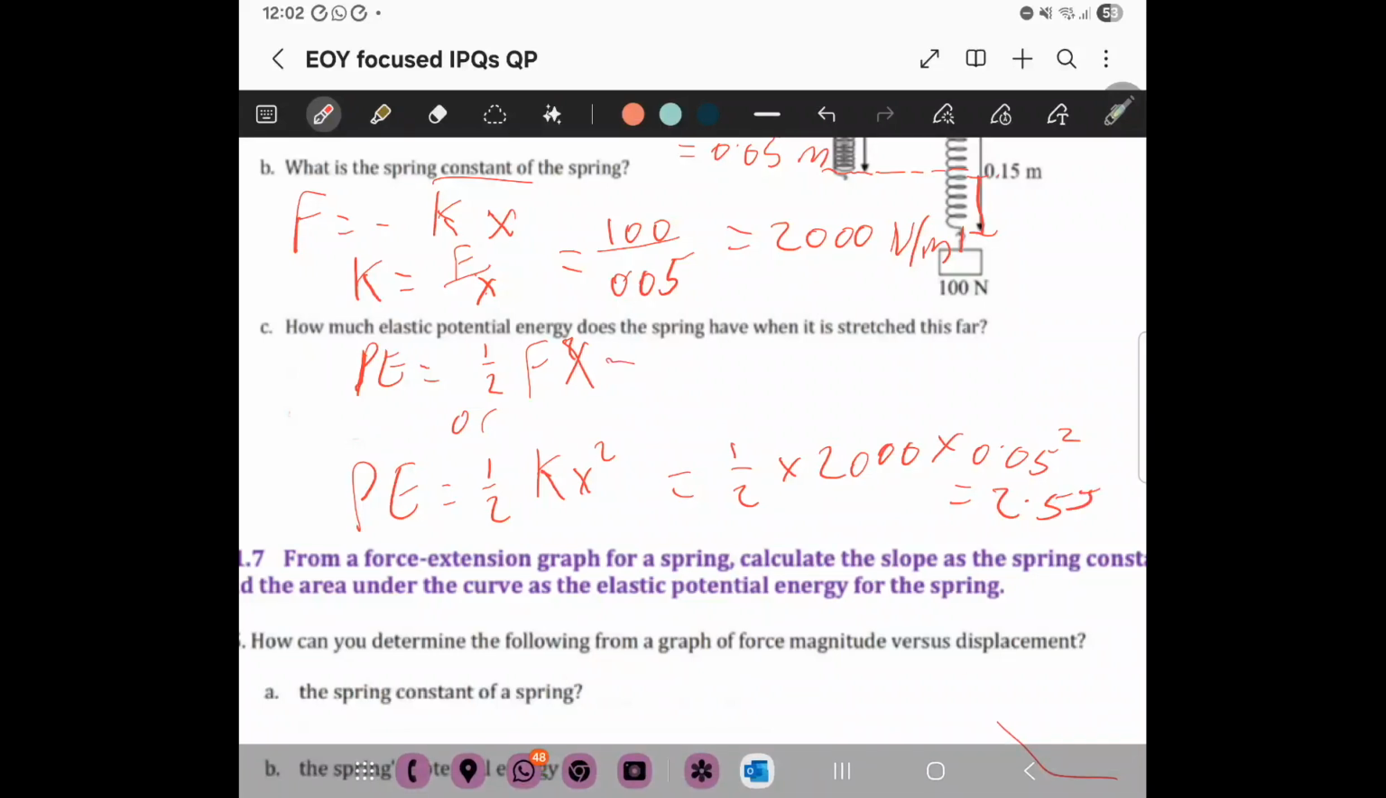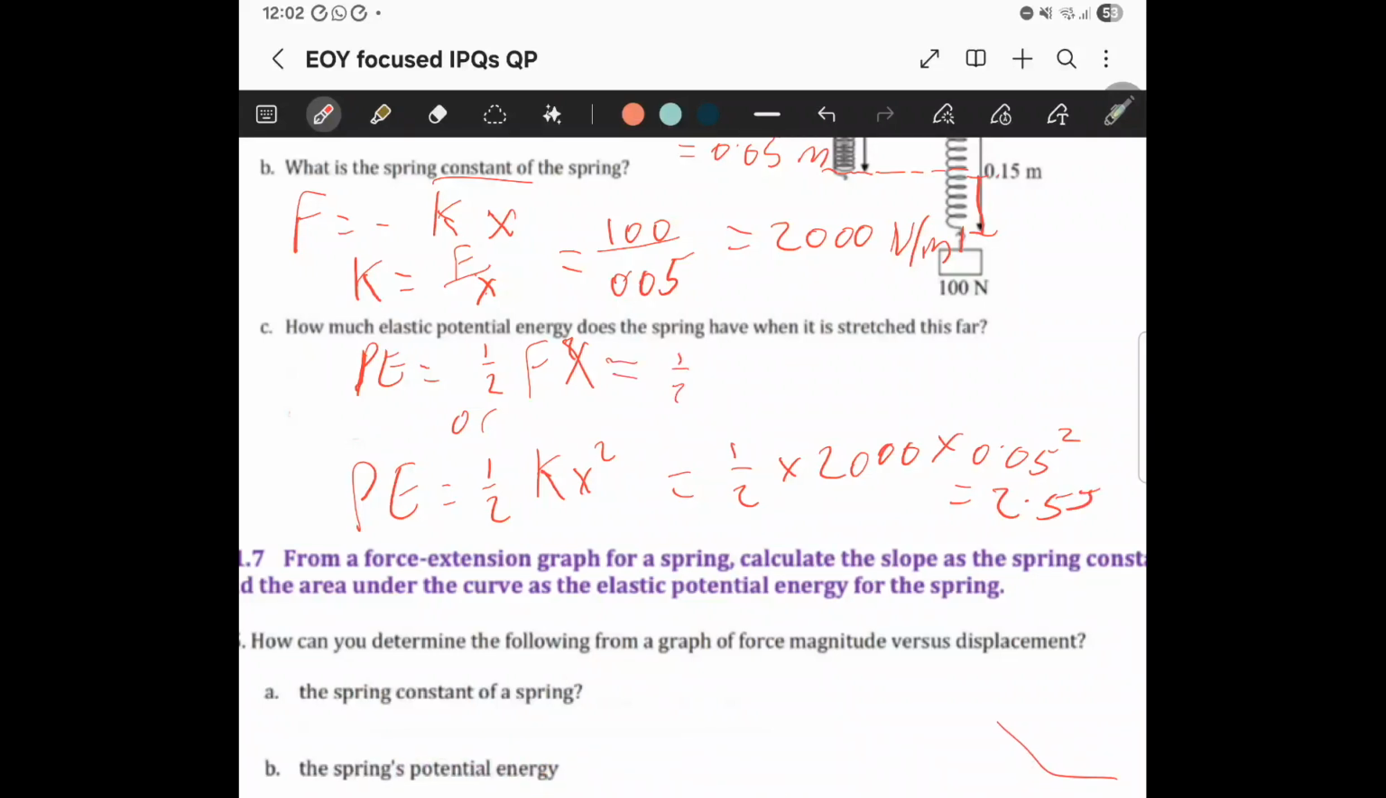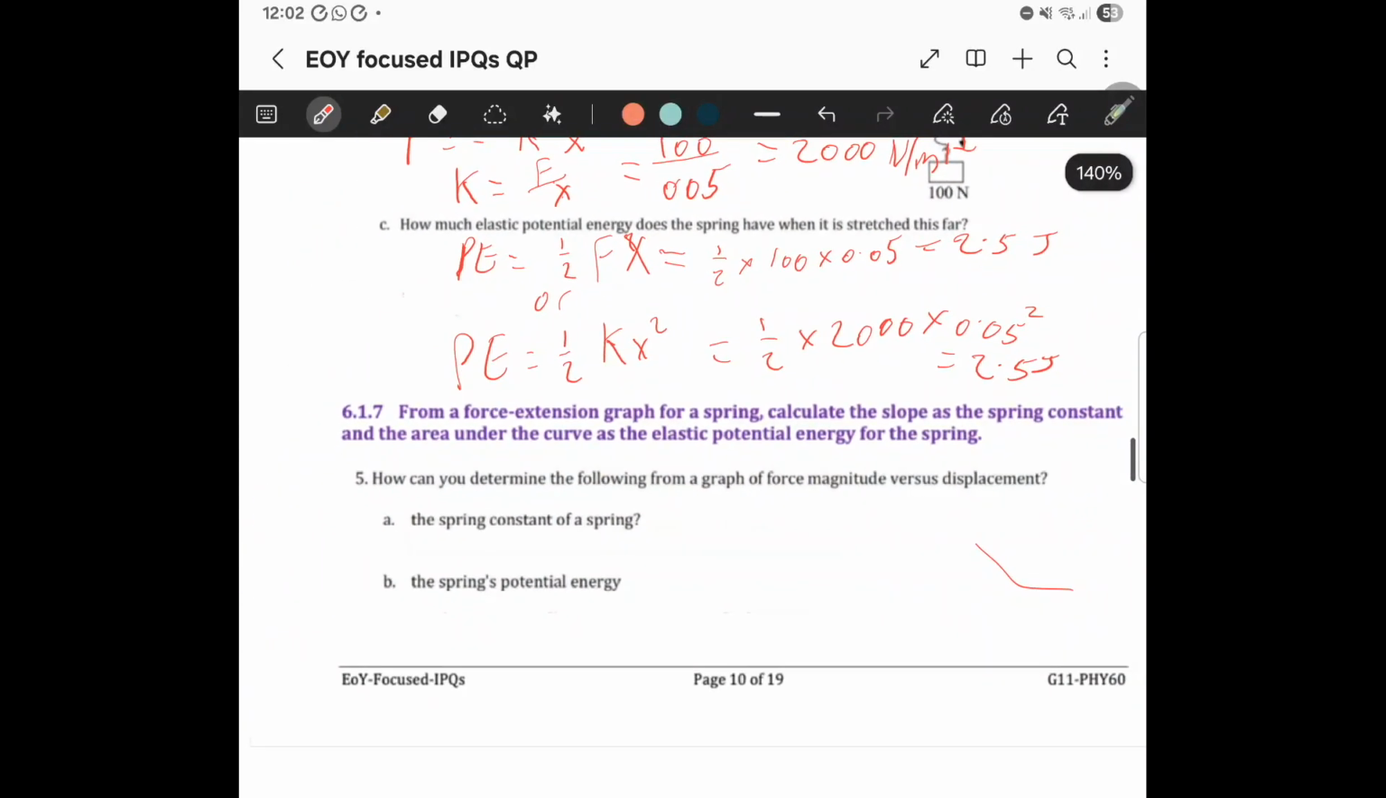If you wanted to use a half Fx, you could do a half times the force 100 times the displacement, which is 0.05. That's 50 times 0.05, which is 2.5, so you get the same answer, 2.5 joules. Very good. I prefer to pick the easy one, but you can choose any one you like. You get the same answer.